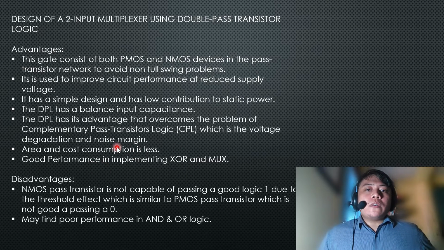The disadvantage of the DPL is that the NMOS pass transistor is incapable of passing a good logic 1 due to the threshold effect. And for the PMOS, it's also not capable of passing a good logic 0. So we may find poor performance also if we use the DPL in AND or OR circuits.